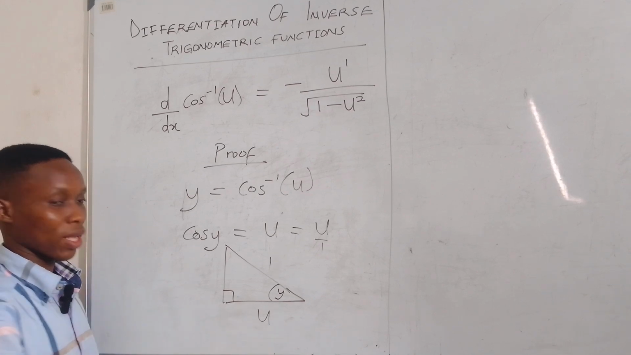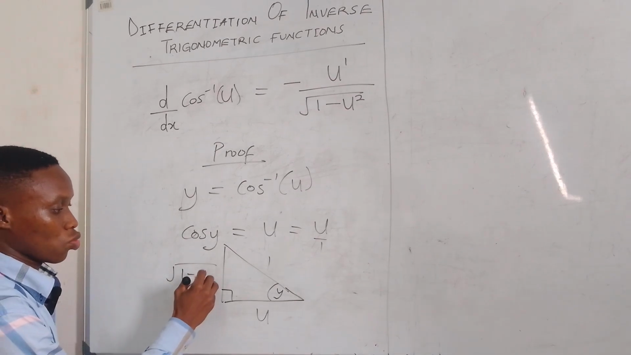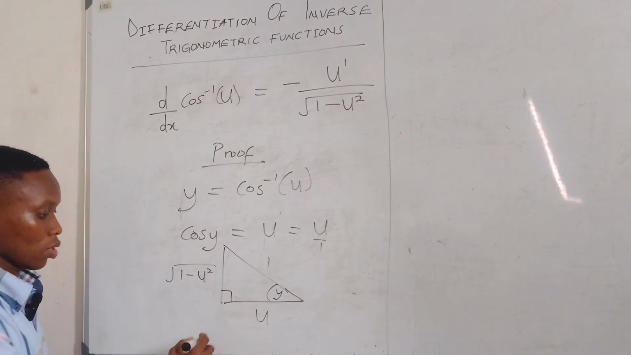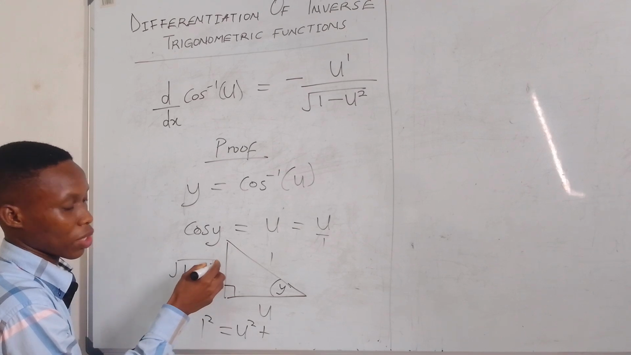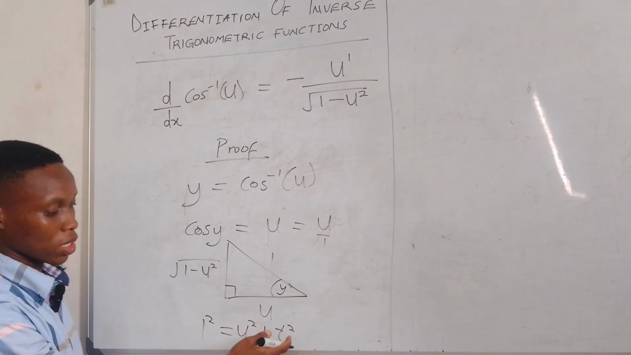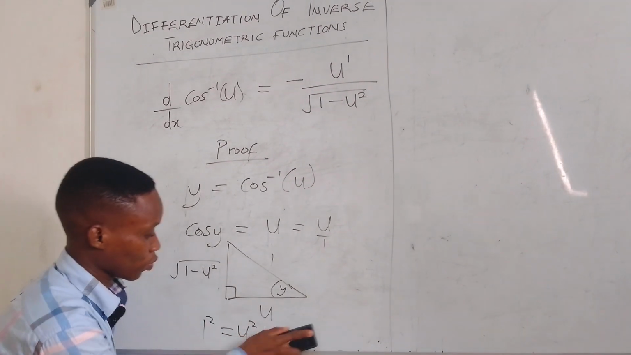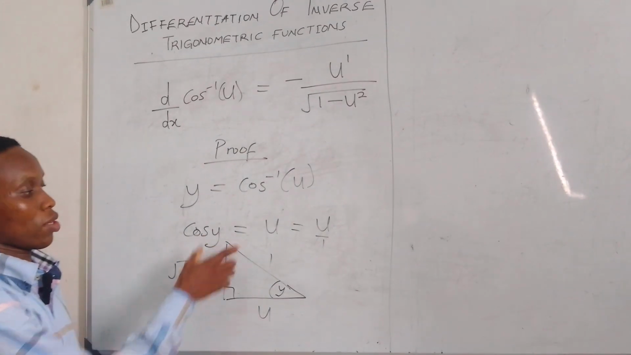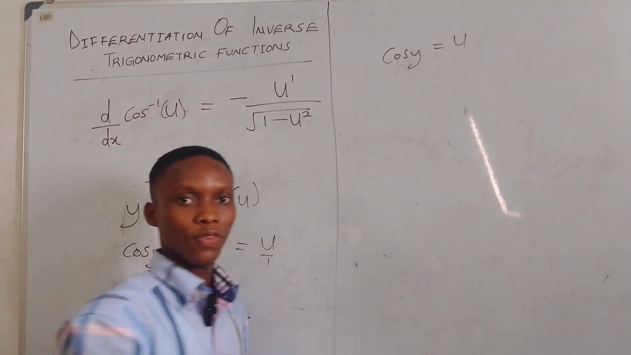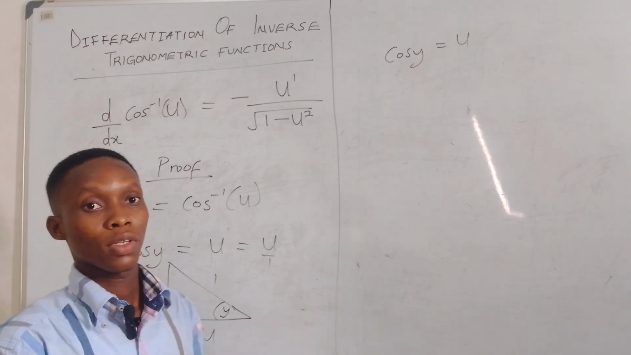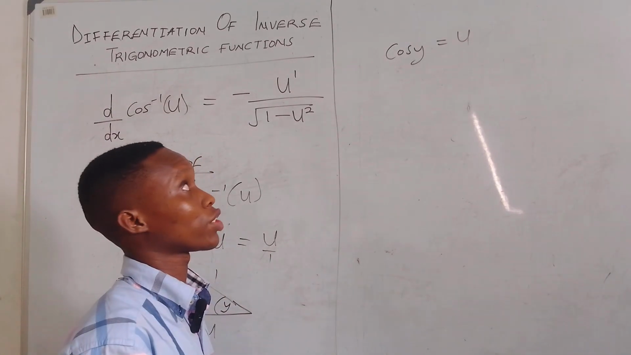With Pythagoras theorem once again, here we'll get the square root of 1 minus u squared, by just using 1 squared equals u squared plus any variable you can put here, maybe t squared. So make t the subject and you get 1 minus u squared. Exactly. So with this, I'm going back to my equation here, which is cos y equals u. I can differentiate it using implicit differentiation, with x as the variable of differentiation.